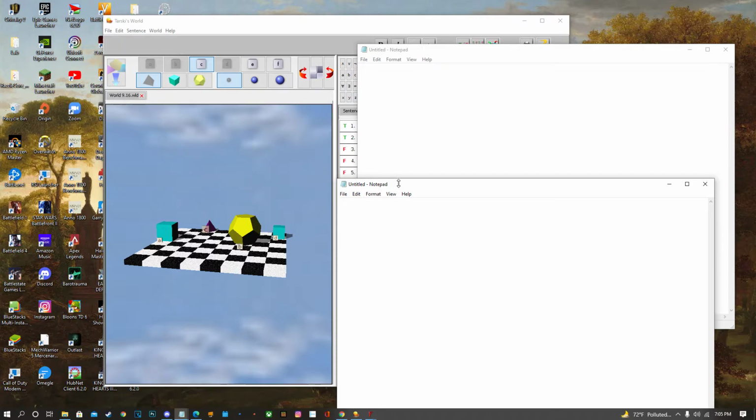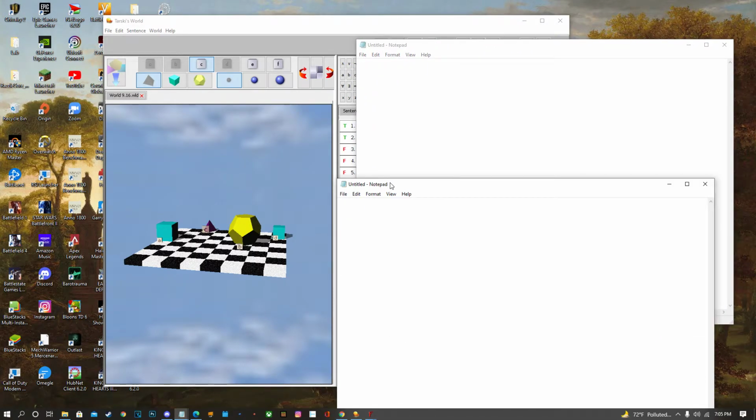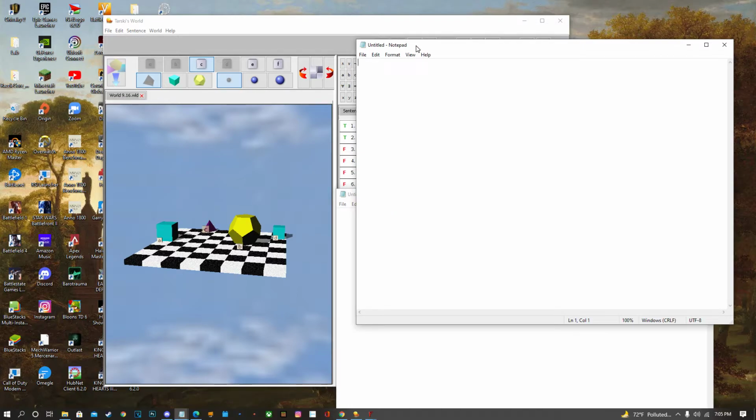Number 5, some large cube is to the left of B. So there exists X such that X is large and X is a cube, and X is to the left of B. There you go. Remember, ignore this. Once you open Montague's world, it should all be true, and if it's not, then you're going to need to change it. So let's worry about number 6. A large cube is to the left of B. So there exists X such that X is large and X is a cube, and X is to the left of B.